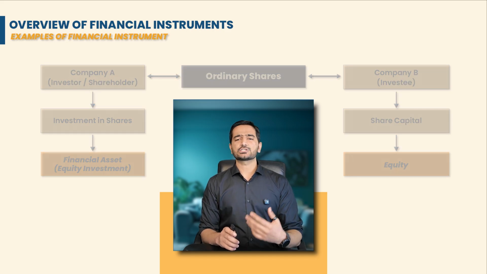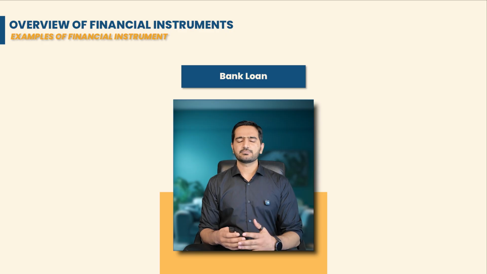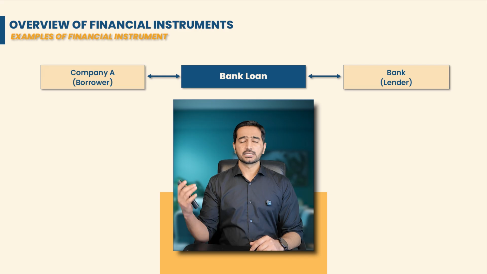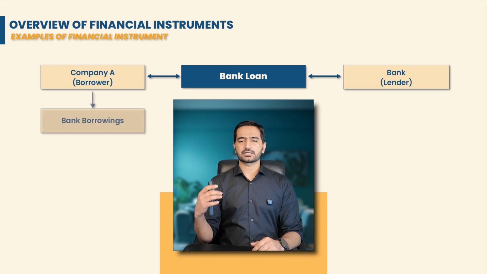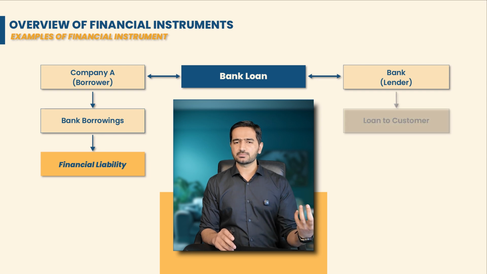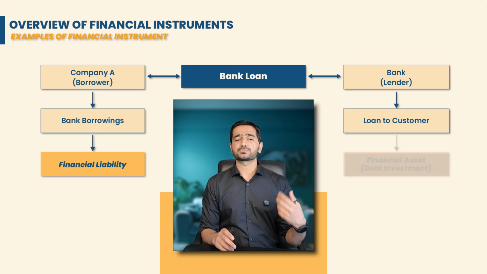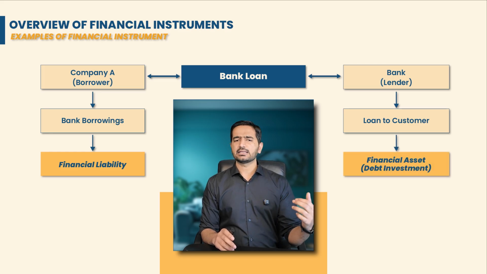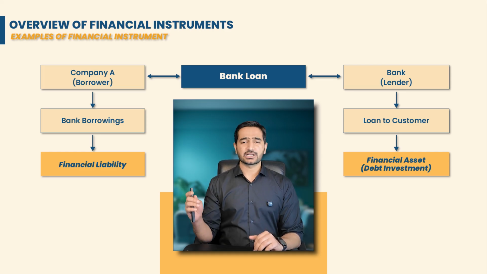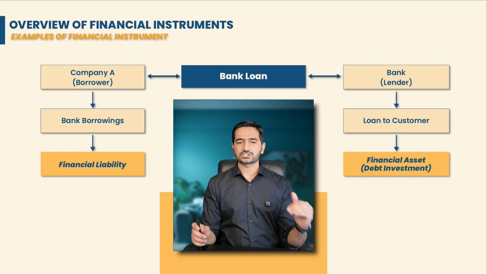Then the third example is of a bank loan. Let's say Company A takes a loan from a bank. Here Company A would record cash on the debit and bank borrowings on the credit. This bank borrowing is a financial liability. And the bank would record loan to customers or loan receivable on the debit side, that is financial asset, more specifically debt investment, and cash or bank on the credit side. So Company A has financial liability and bank has financial asset.